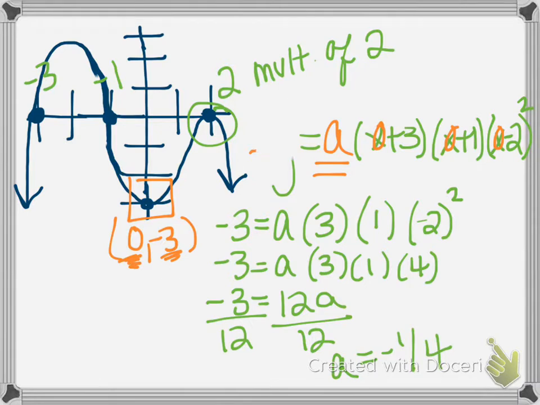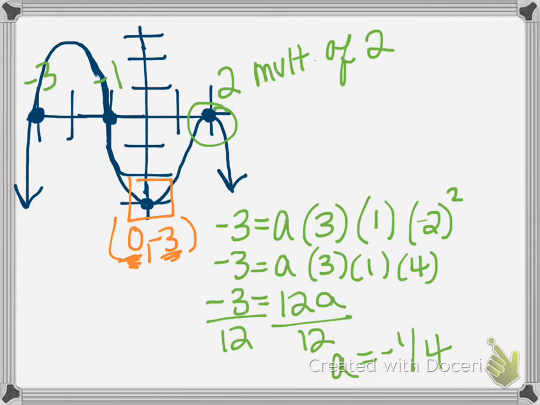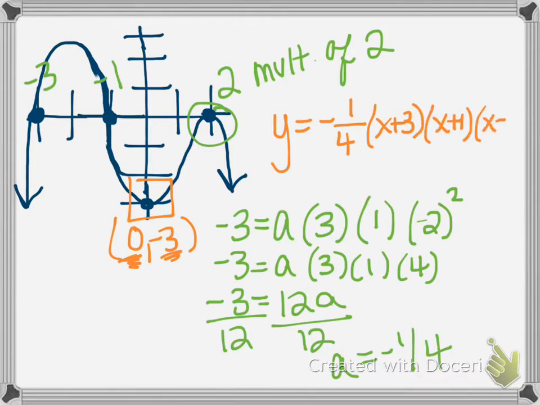So that means that my final equation is y equals negative 1/4 times (x plus 3)(x plus 1)(x minus 2) squared.